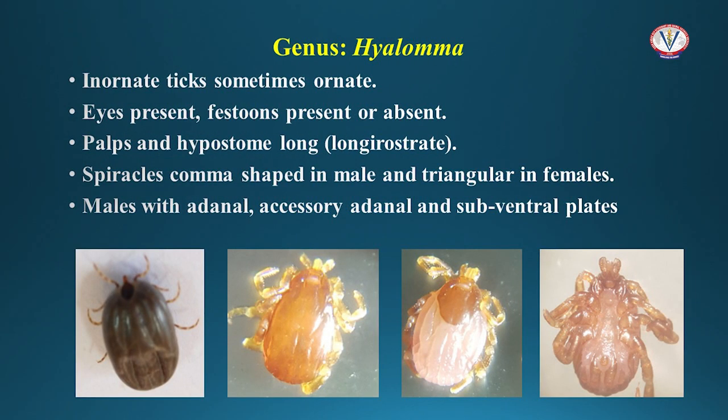Genus Hyalomma. Inornate tick, sometimes ornate also. Eyes are present, festoons are present, palps and hypostome are long, again longirostrate. The spiracles are comma shaped in males and triangular in females. Males have 3 ventral plates, that is the adanal, accessory adanal, and the subanal plates.